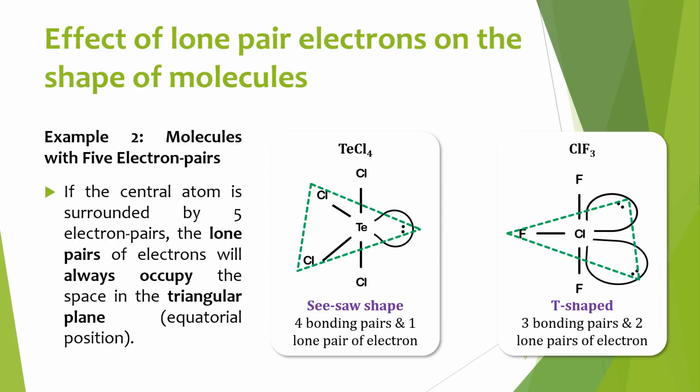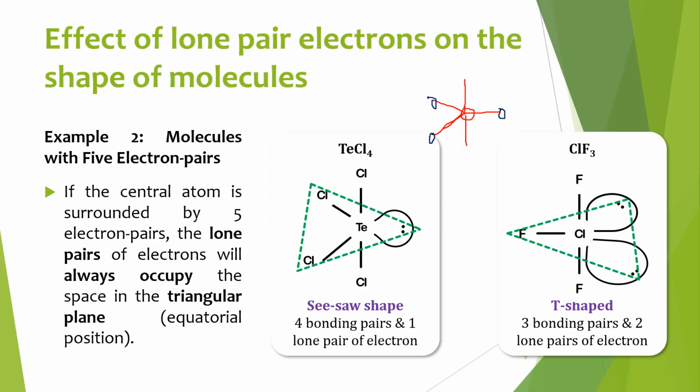Example 2. Molecules with 5 electron pairs. If the central atom is surrounded by 5 electron pairs, the lone pairs of electrons will always occupy the space in the triangular plane, which is the equatorial position. So based on the 5 basic geometries, when you have 5 electron pairs, it's supposed to have the shape of trigonal bipyramidal. So you have the central atom, the trigonal plane, and the vertical plane. This is an example of a trigonal bipyramidal.